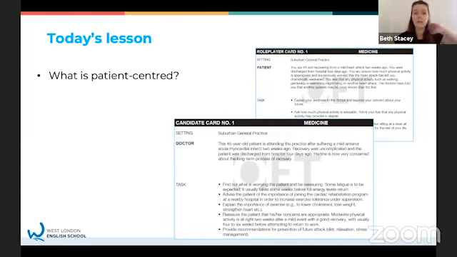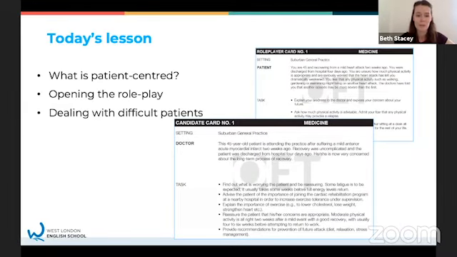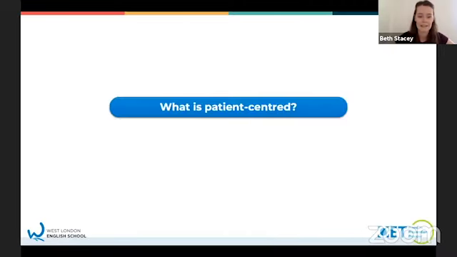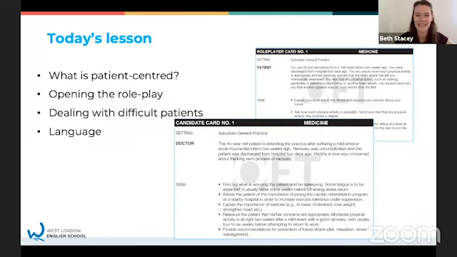So in today's lesson, we're going to think about what being patient-centered actually is. We're going to look at how to open a role play. We're going to think about dealing with difficult patients. And finally, we're going to look at some language to help you be patient-centered.